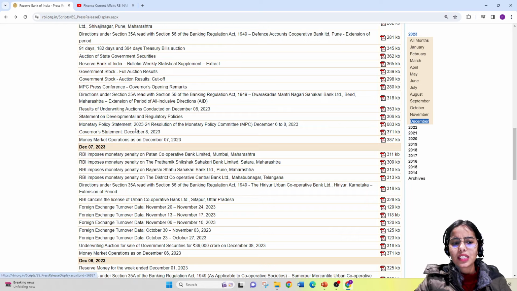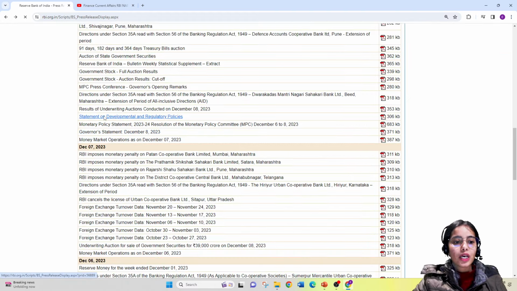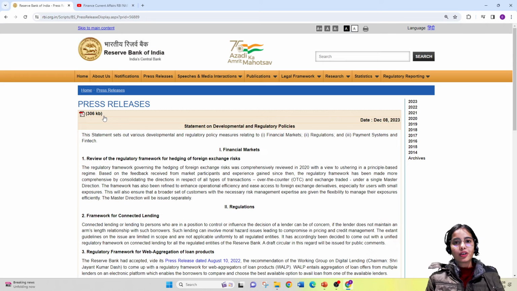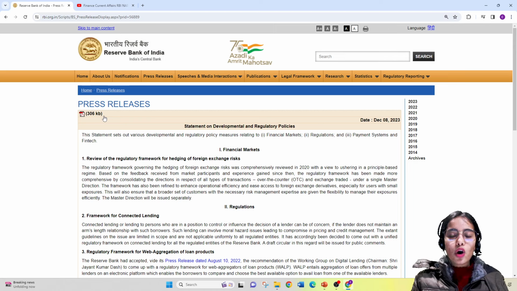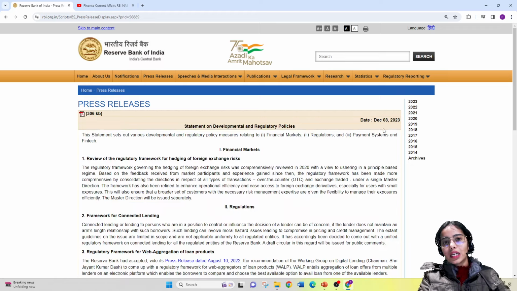The governor's statement is kind of the same as the monetary policy statement. The governor's statement also talks about the statement on developmental and regulatory policies. Okay, now the statement on developmental and regulatory policies is more important than the monetary policy committee statement, because in the statement on developmental and regulatory policies, the new proposals of the Reserve Bank of India are discussed. Out of this, so this was released on December 8th, 2023.